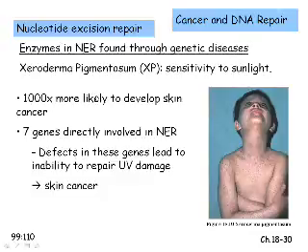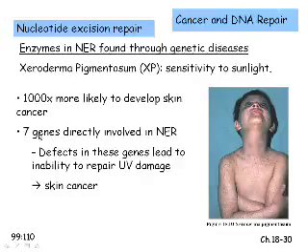Another set of enzymes for nucleotide excision repair were found through a different genetic disease called xeroderma pigmentosum. And you can figure out that with the derma, it has something to do with skin, and pigmentosum, that probably means extra pigmentation of some kind. People with xeroderma pigmentosum are extremely sensitive to sunlight. Individuals with xeroderma may be 1,000 times more likely to get skin cancer than an average individual otherwise would.